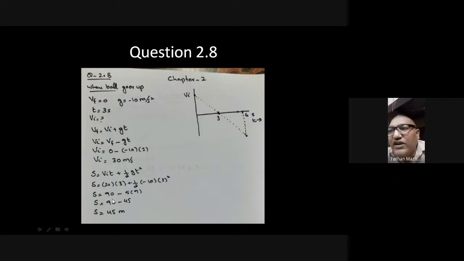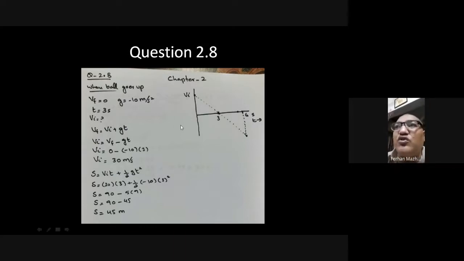30 into 3, that's 90, and you do this calculation. This is a square, okay? 1 by 2 multiply 10 multiply 3 square, that will give you 45, and a negative here. So 90 minus 45, that will be 45. So the ball went up how much? 45 meter. The maximum height the ball attained is 45 meter.